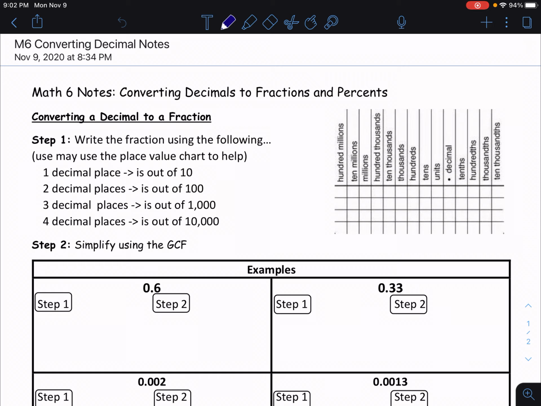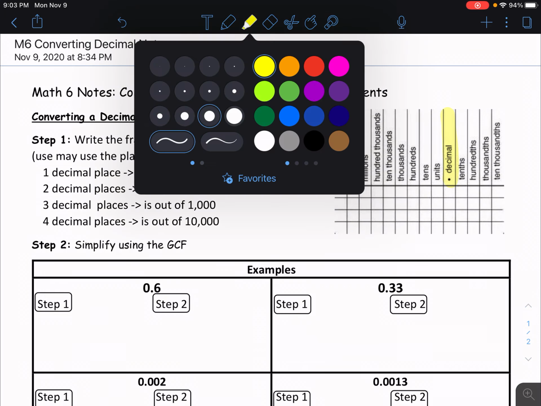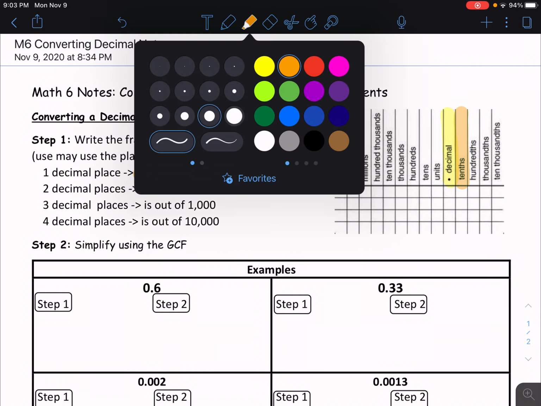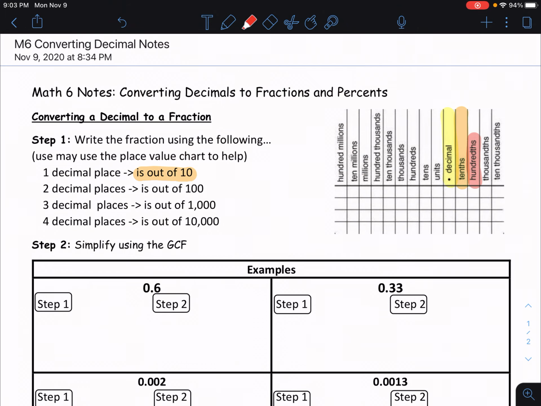So we are going to use the decimal place value in order to write our fraction, and over here I have given the place values that we're going to use. So here's our decimal. If the value is in the tenths place, you're going to write it with a denominator of 10. If the value ends in the hundredths place, we're going to write it out of 100. If it is in the thousandths place, we are going to write it out of 1000. And then if it is in the 10,000ths place, we are going to write it out of 10,000.